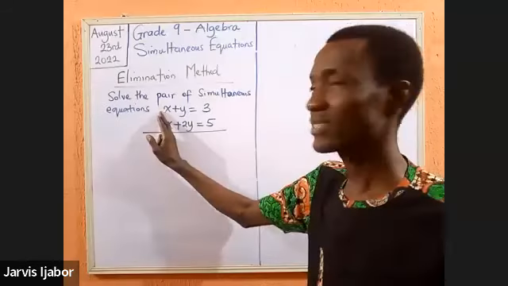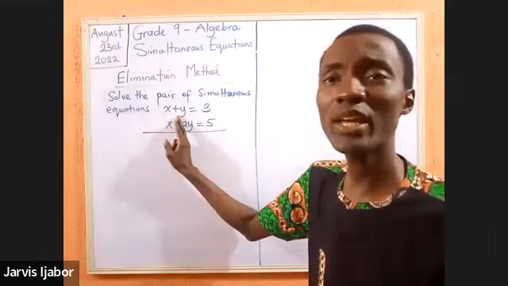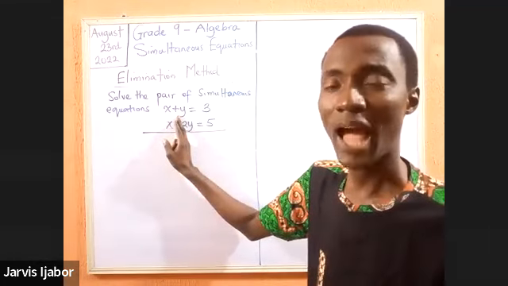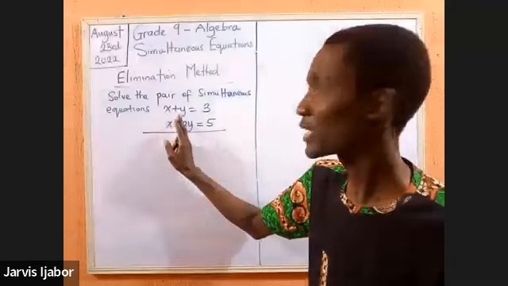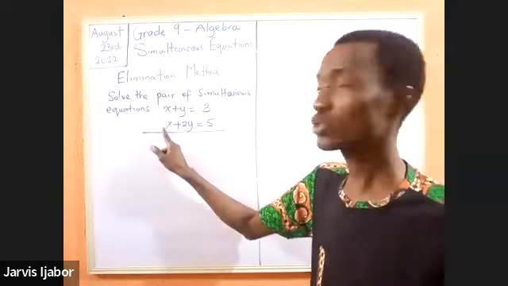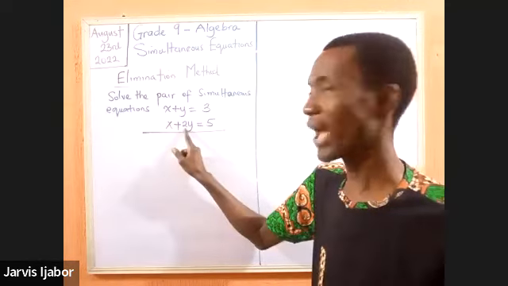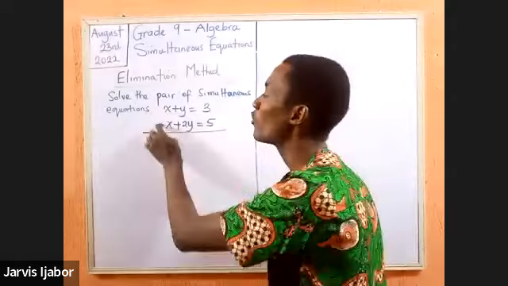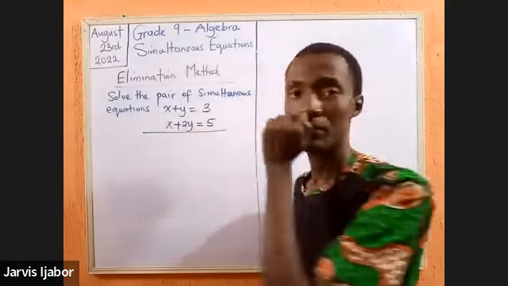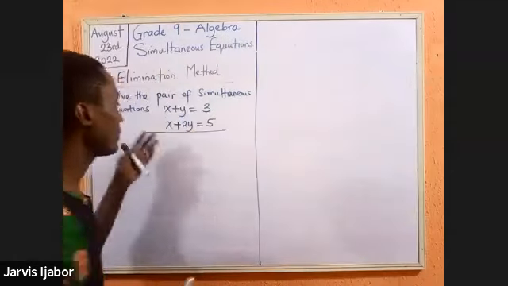I have x, I have y. I can only remove one per time. If you look at equation 1, I have x here. Look at equation 2, I have x here. Look at this, I have y, I have 2y. It will be easy for me to remove x than to remove y. If I remove x, I'll be left with y.